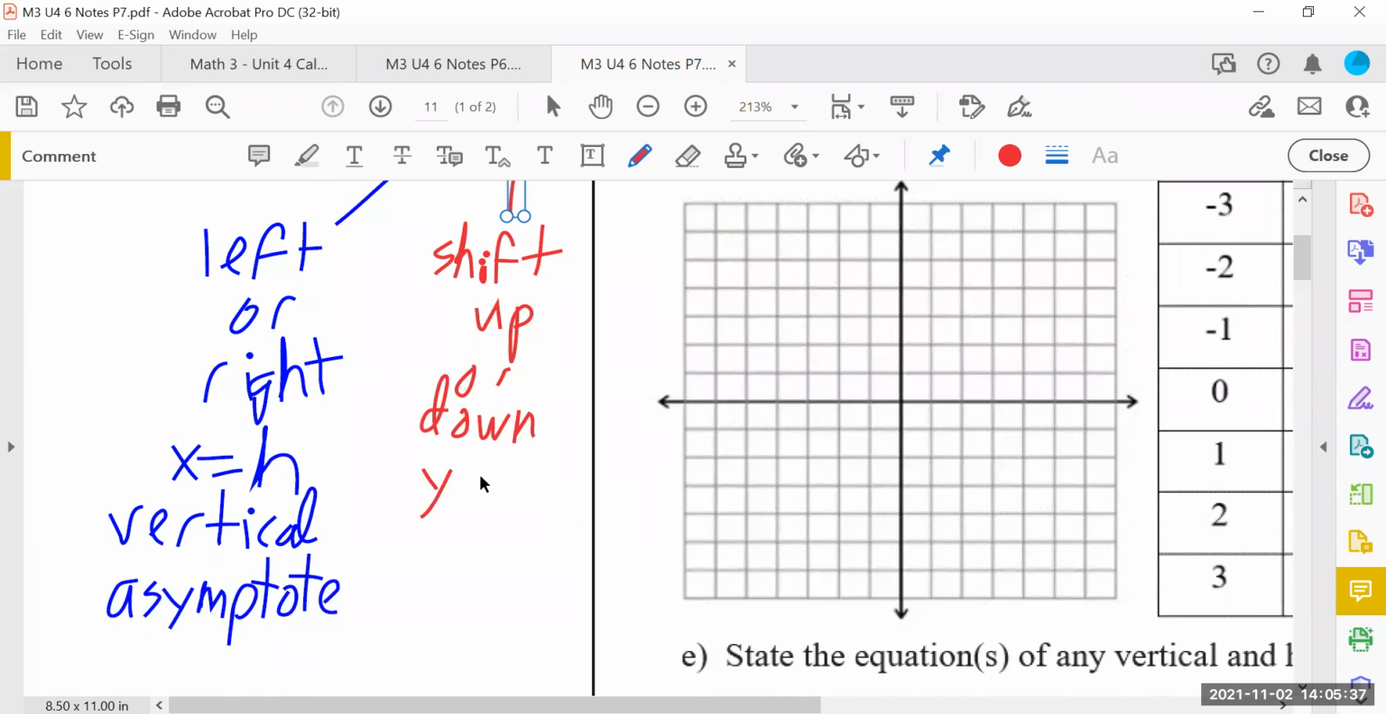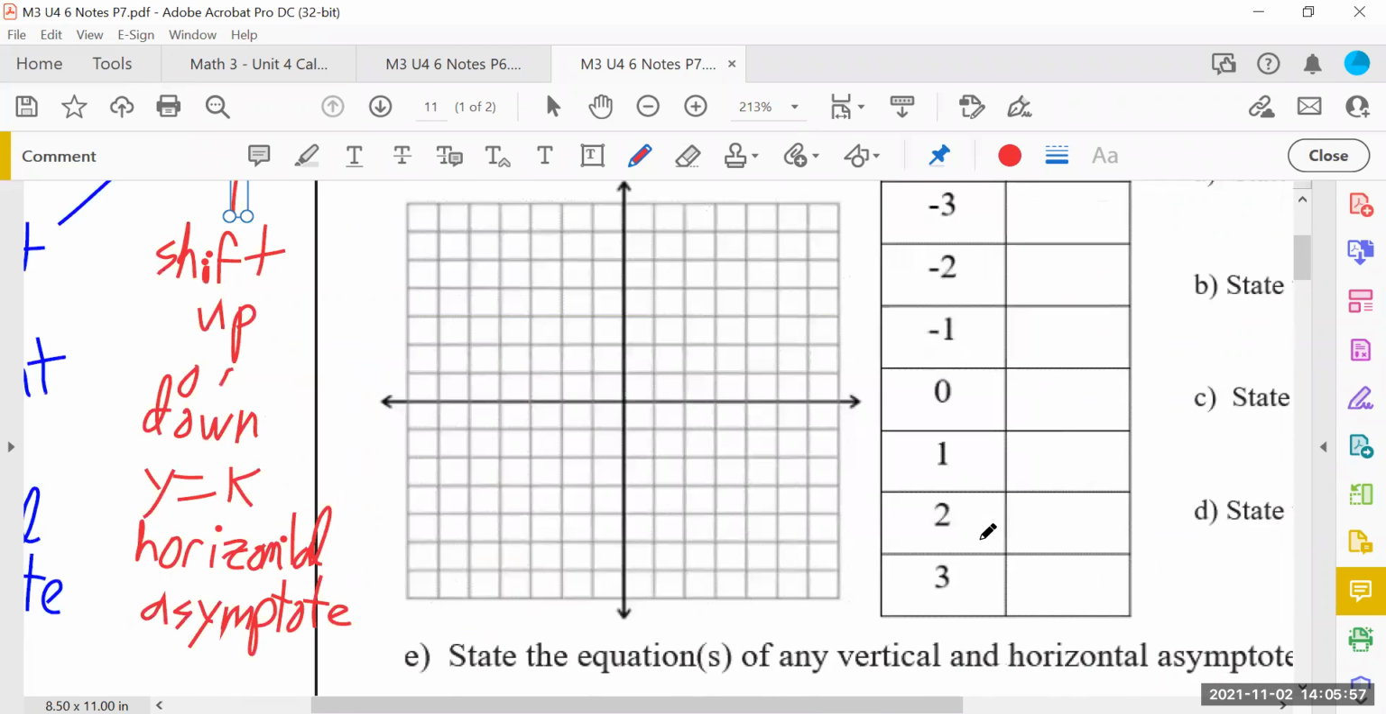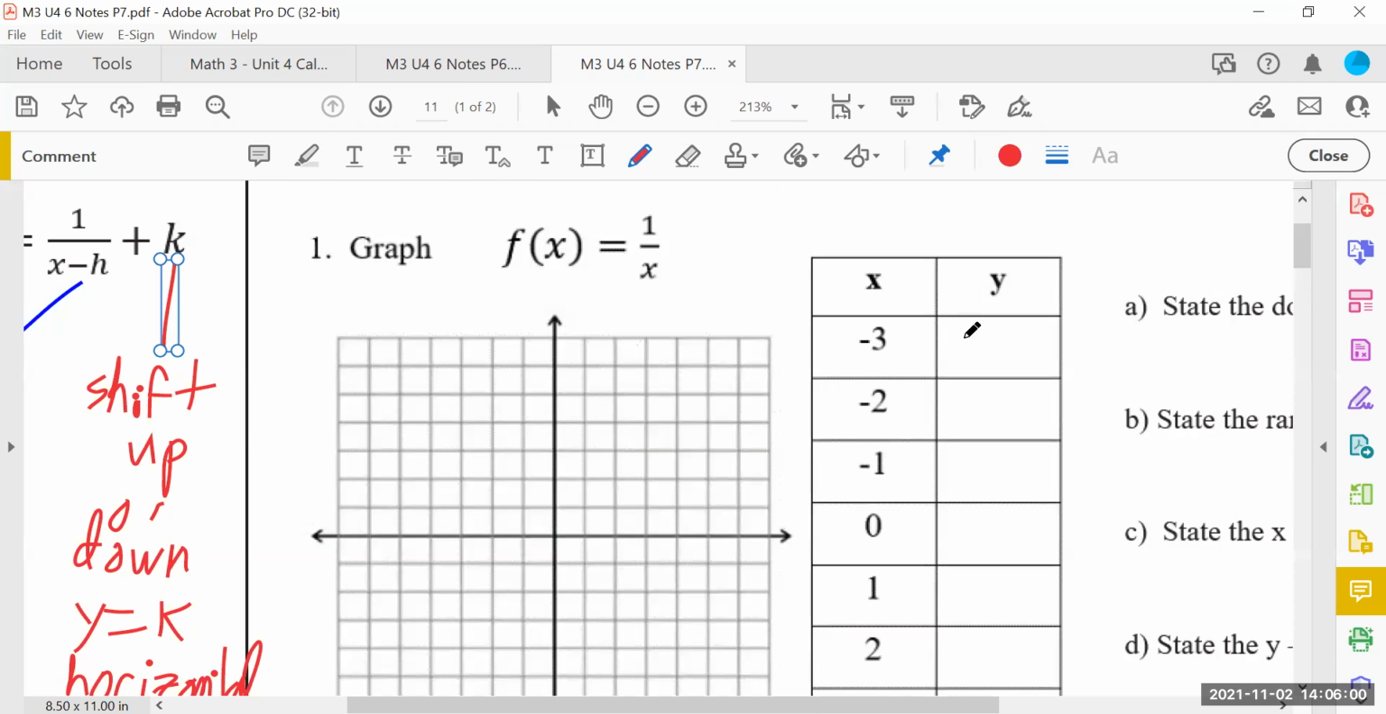And y equals k is going to be our horizontal asymptote. So we're going to start with the most basic, the one I just showed you on Desmos. If I filled out a table with values, so I plug in -3, 1 over -3, 1 over -2, 1 over -1. I plug in -3, I get out -1/3. I plug in -2, I get out -1/2. I plug in -1, I get out -1.